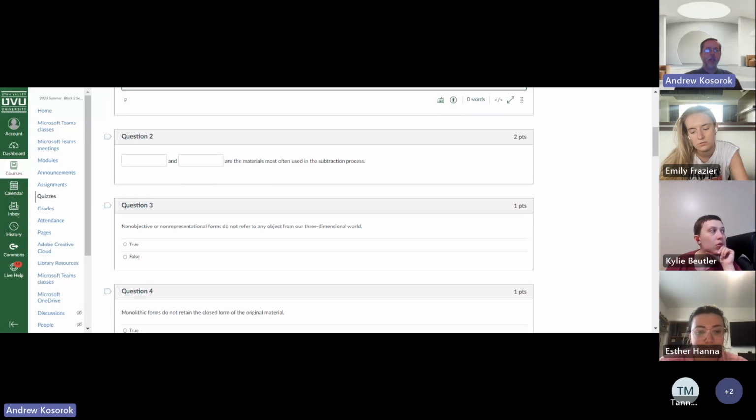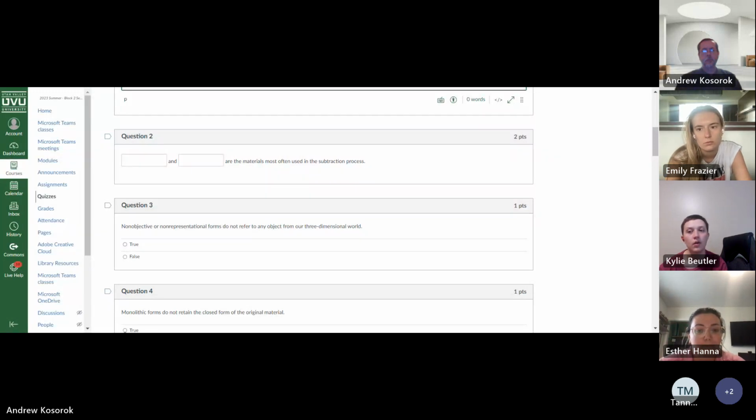This is really pretty interesting. These materials are most often used in the subtraction process. What kind of thing do you do with the subtraction process? What set of tools would you use? Would you use things like hammers and chisels and knives? Or for the subtraction process, would you use things like a welder and a hammer and nails? Yeah, the first, because the subtraction process is taking things away. So as you look at what are the materials, look in the text, what are the things that people carve?